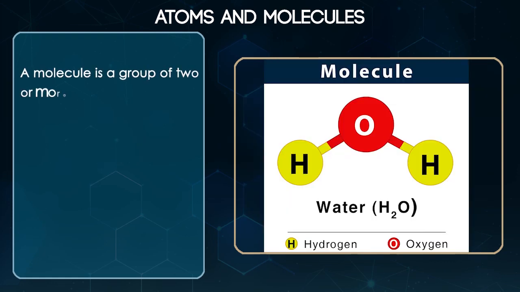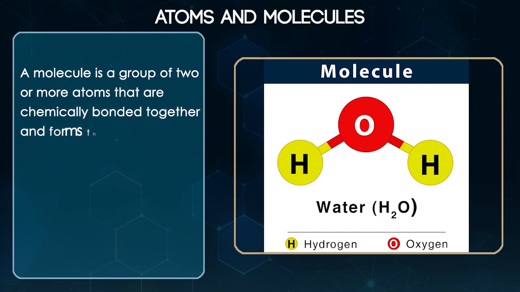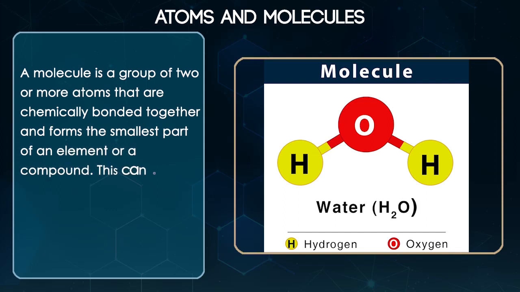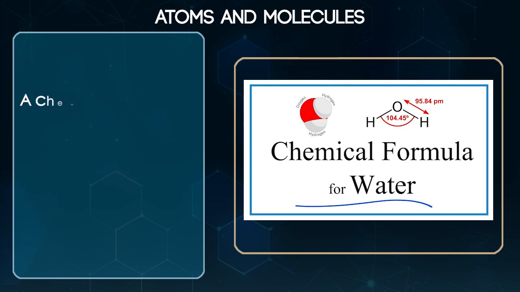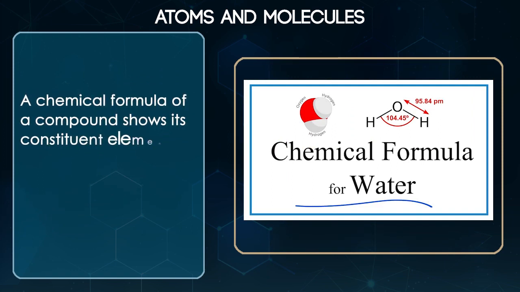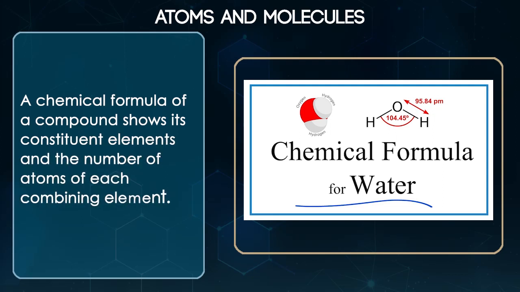A molecule is a group of two or more atoms that are chemically bonded together and forms the smallest part of an element or a compound. This can exist independently and show all the properties of the substance. A chemical formula of a compound shows its constituent elements and the number of atoms of each combining element.